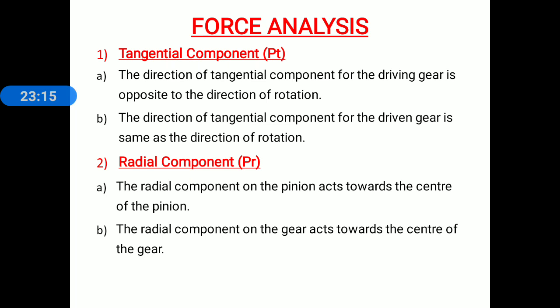First parameter, the direction of the tangential component for the driven gear is opposite to the direction of rotation. And second parameter in tangential, the direction of the tangential component for the driving gear is the same as the direction of rotation. Second component, radial component PR. Everyone knows that the radial component is always directed toward the center of the respective gear. If we consider a pinion, that radial component always acts toward the center of the pinion. If we consider a gear, that radial component always acts toward the center of the gear.